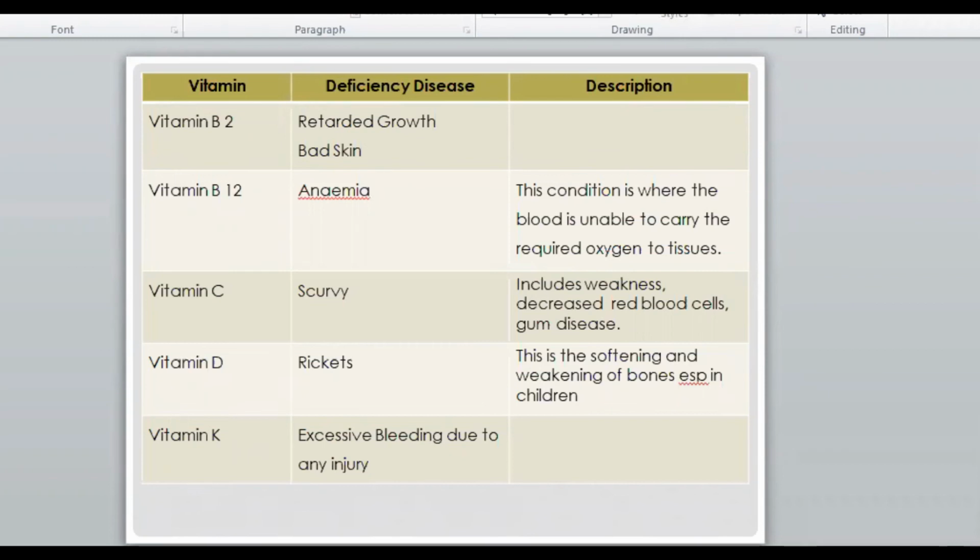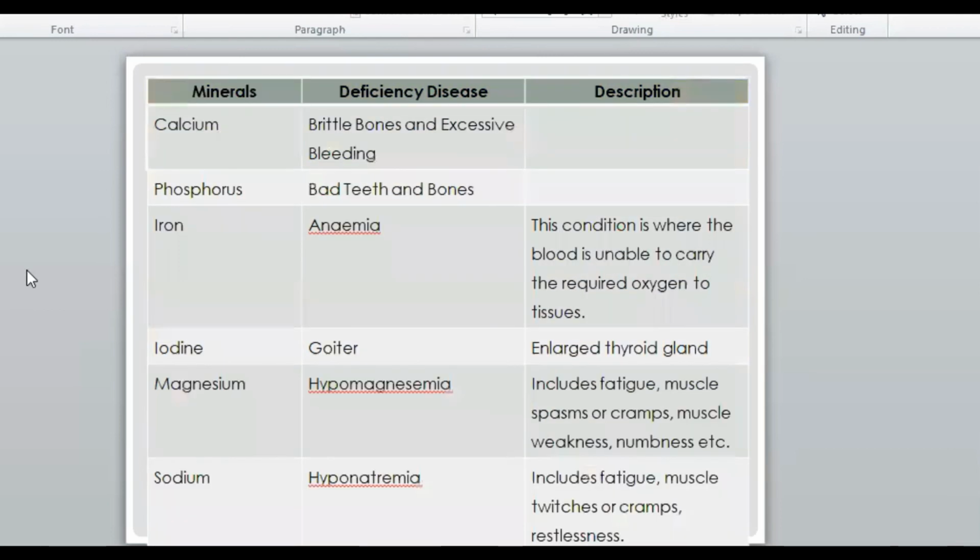So that brings us to the end of vitamins. We're just going to look at a couple of the minerals that our body requires. The first one is calcium. Calcium and phosphorus go hand in hand. Like I said earlier, vitamin D helps your body absorb and use up calcium and phosphorus. So if there's a lackage of vitamin D, it's going to affect your body taking up calcium and phosphorus.